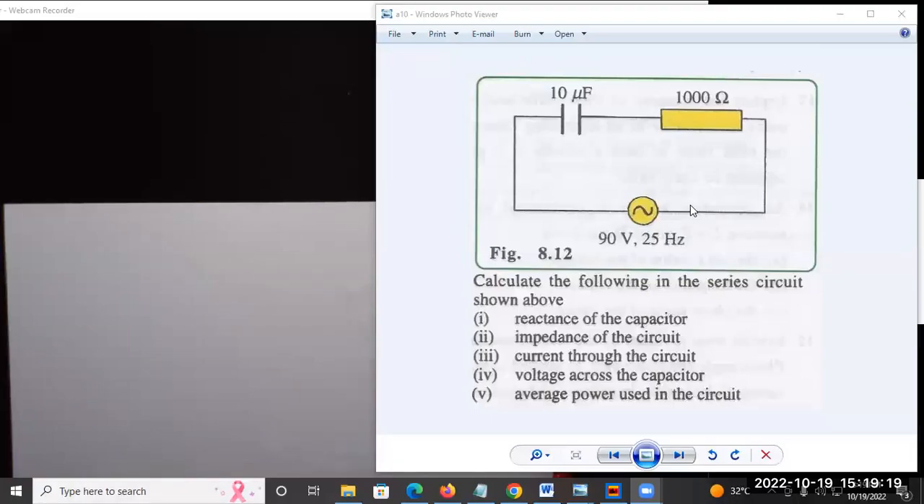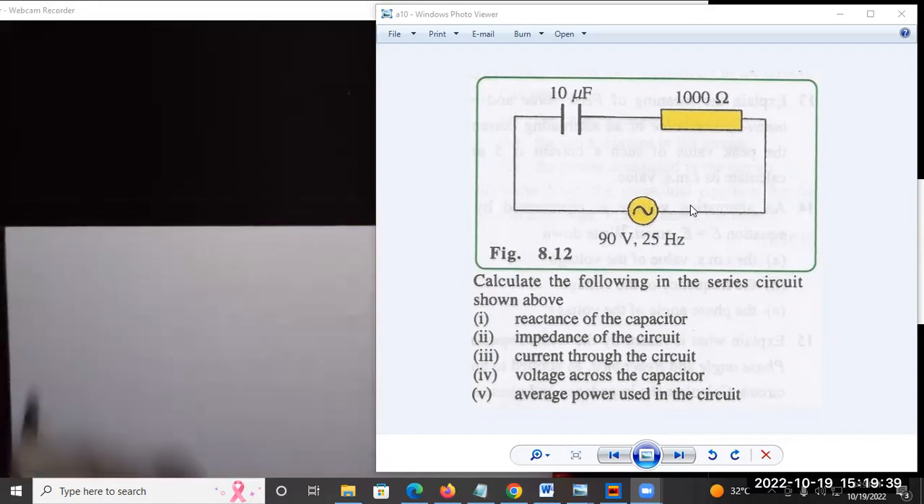This is an AC circuit diagram. The question says calculate the following in the series circuit shown above: reactance of the capacitor, impedance of the circuit, current through the circuit, voltage across the capacitor, average power used in the circuit.